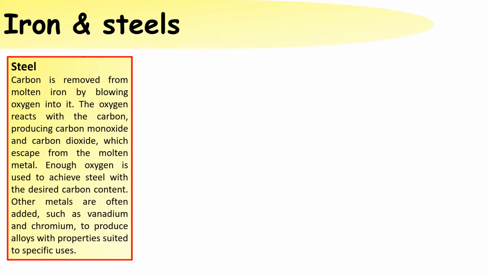In steel, carbon is removed from molten iron by blowing oxygen through it. The oxygen reacts with the carbon, producing carbon monoxide and carbon dioxide, which escape from the molten metal. Enough oxygen is used to achieve steel with the desired carbon content. So, in other words, not all of the carbon is removed from the iron. Other metals, such as vanadium and chromium, are often added to the steel to change its properties depending on what it needs to do.